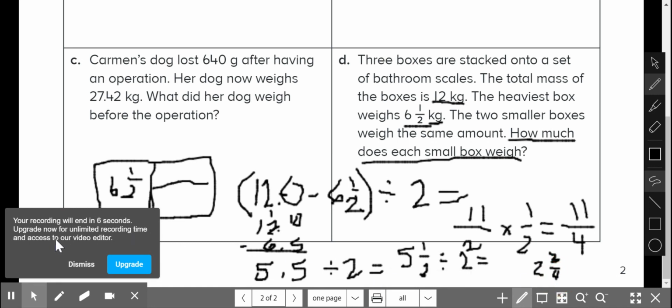Okay? The next problems we do will be for our step-in lesson on page 350.